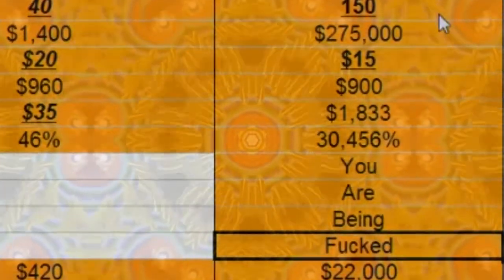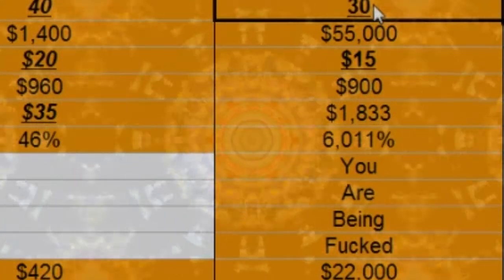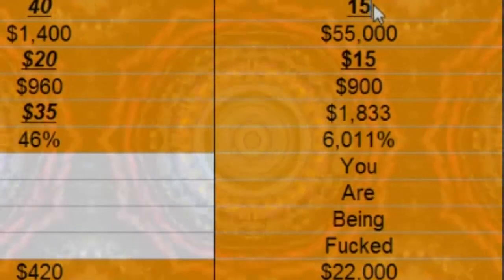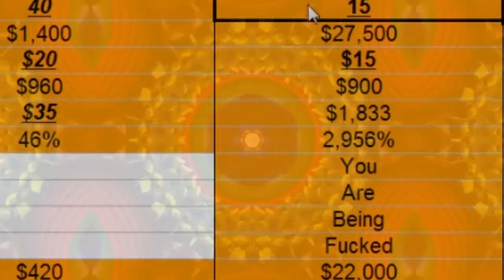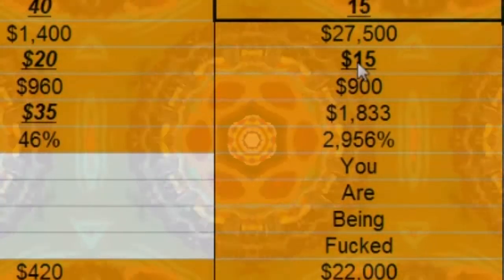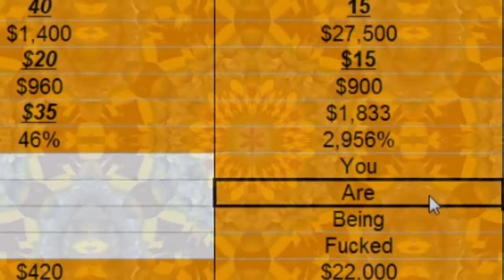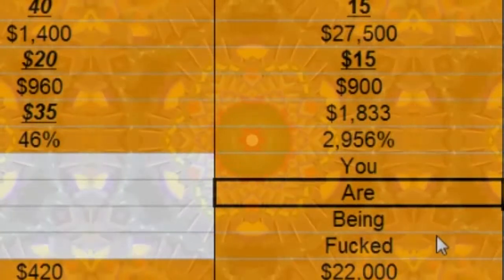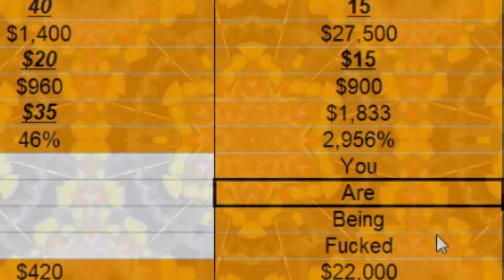Period. Even if you reduce this number down to 30, right? Even if it's 30 people per class, even if it's 15 people per class, right? Even the smaller classrooms, 2,950% profit. You are being fucked. Thank you and have a nice day.